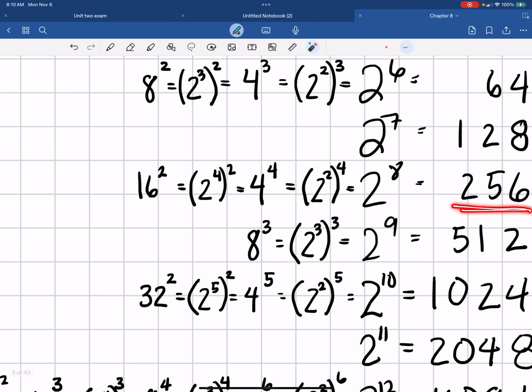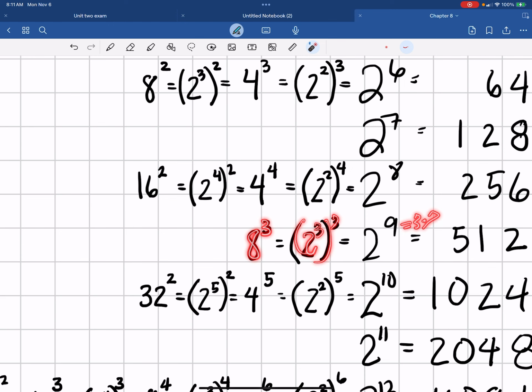2 to the 8th is 256, and that can be 2 squared to the 4th power, so 4 to the 4th, or it can be 2 to the 4th squared, so that gives us 16 squared. 2 to the 9th, so 512 is 2 to the 9th. 9 is only 3 times 3, so we just have this 2 cubed, so we get 8 to the 3rd.